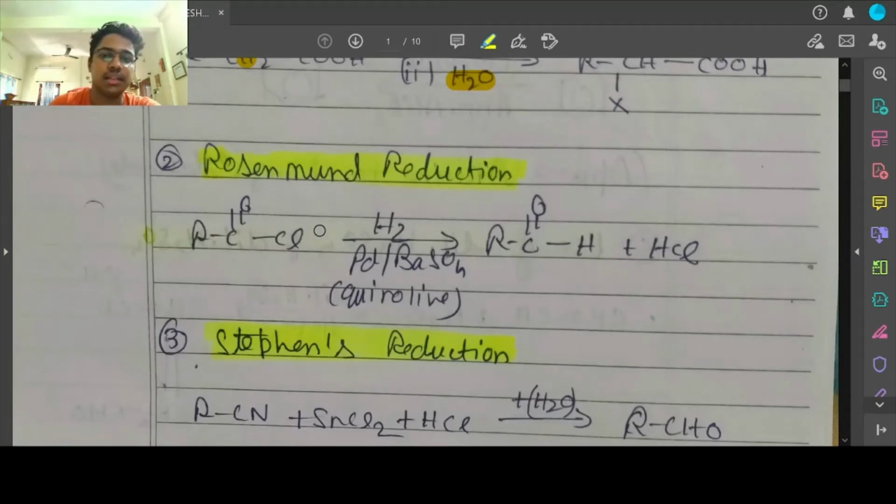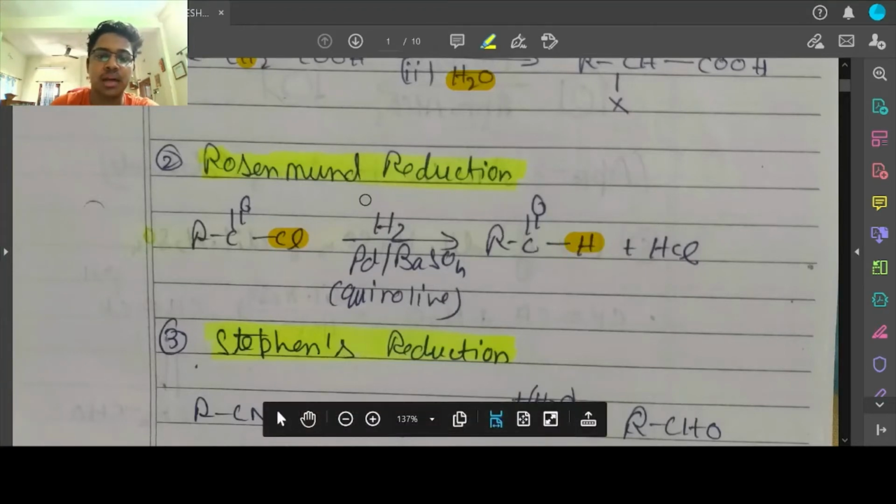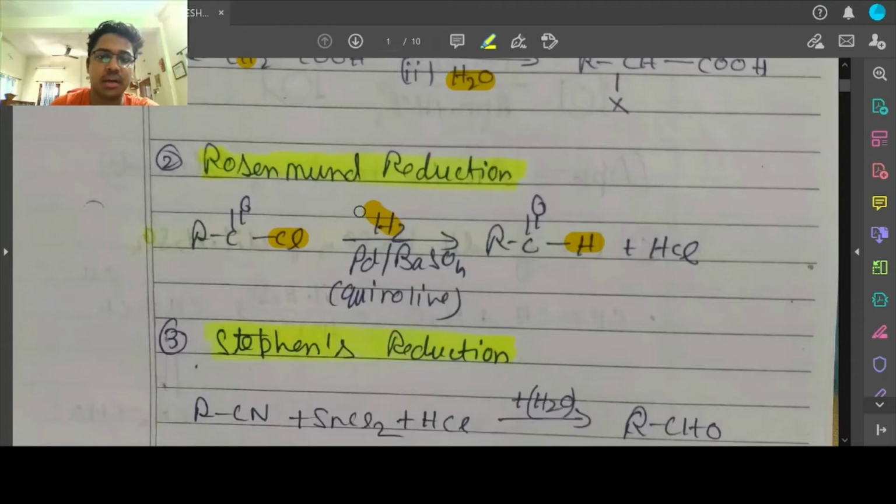Just see: this chlorine is replaced by hydrogen. There are two hydrogens here, H2. The carbon-chlorine bond breaks and the H-H bond breaks. One hydrogen reacts with chlorine to form HCl, and due to the positive charge on this carbon, the other hydrogen atom reacts with it and forms an aldehyde. So RCOCl gives RCHO in the presence of H2 and Pd-BaSO4 or quinoline.